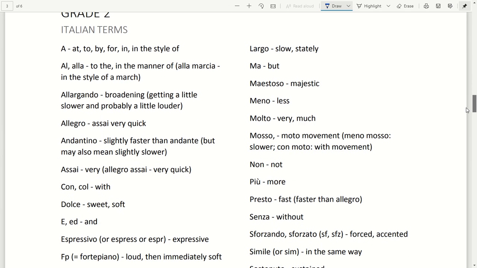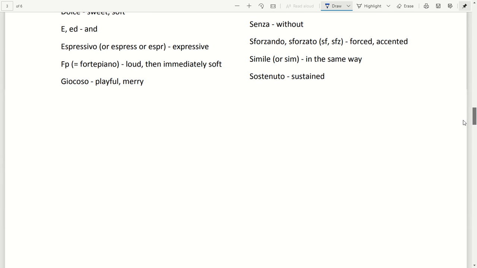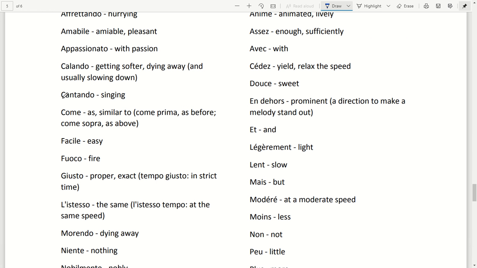I won't go on to grade 2 and grade 3, but go through them and hazard a guess, come up with some way of remembering. Grave, very slow and solemn. That's very easy. Just imagine a grave, RIP. That's going to be very solemn, like a funeral march. Let's just pick another random one. Look, we can already go back to that one.